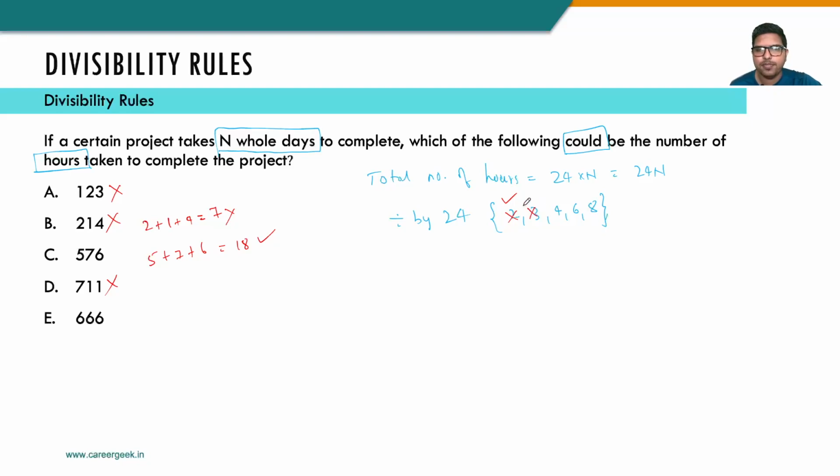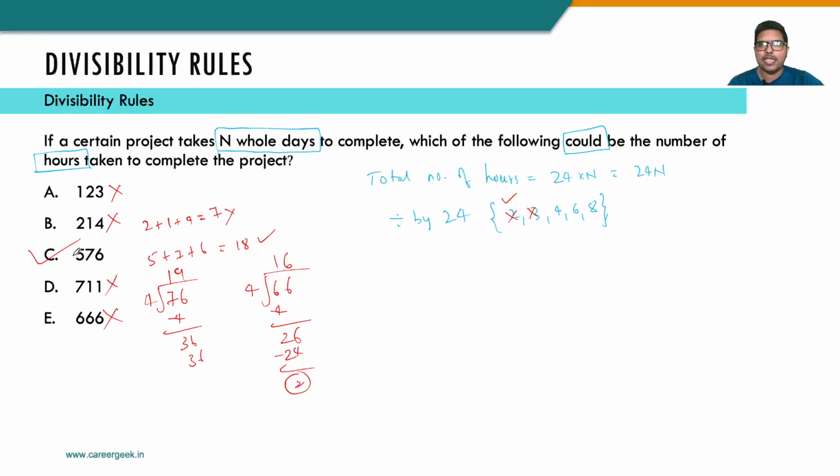So 3 is done. Now let's see 4. For 4 we take the last two digits, 76. Now 76 by 4: 4 ones are 4, 4 nines are 36. So this is divisible. Let us check 66. What we are trying to do is eliminate. 4 ones are 4 and 26. This is not divisible. 4 sixes are 24, so we are left with 2. This is not divisible, so the only answer is option C.